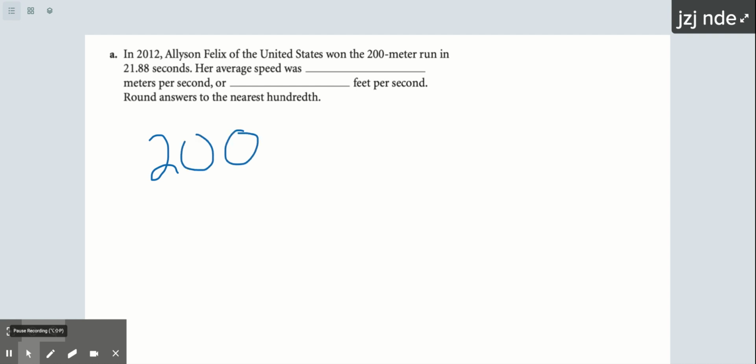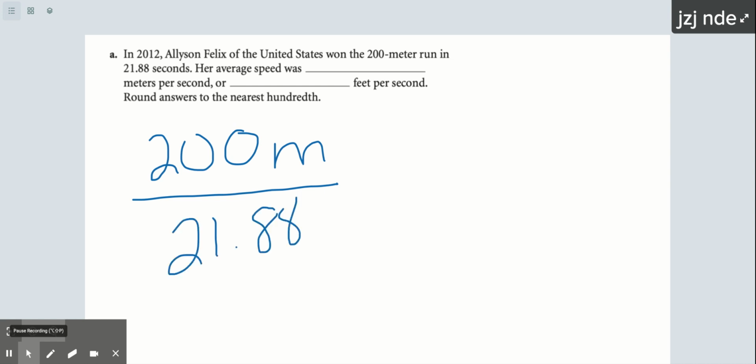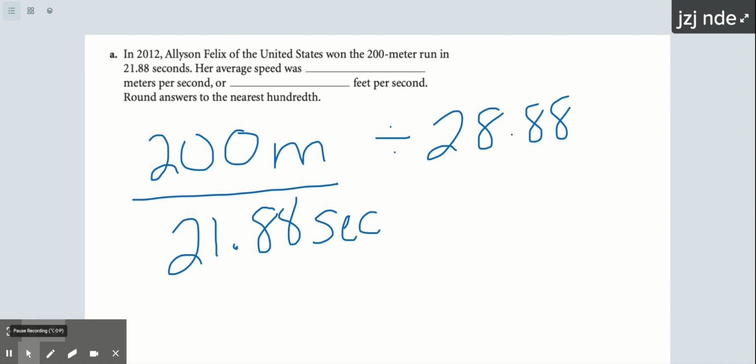All right, so we've got 200 meters per 21.88 seconds. If I just want that to be 1 second, then I can simply divide both of these. As far as fractions go, if I divide both of them by 21.88, then it will give me a number in the numerator, and my denominator is going to be 1.